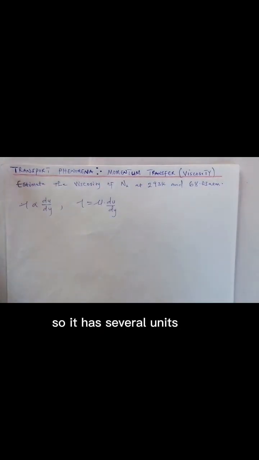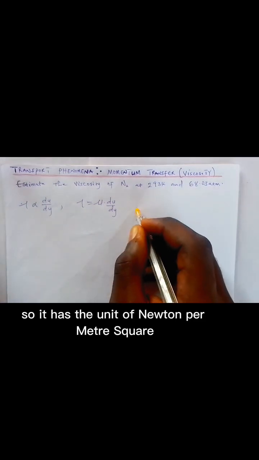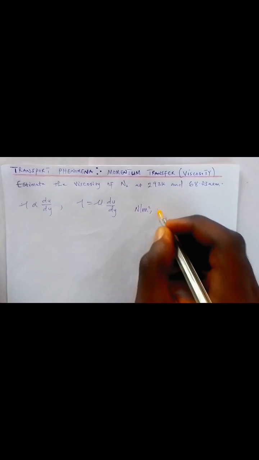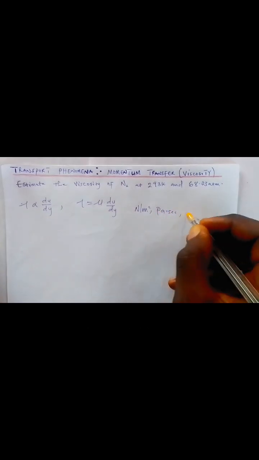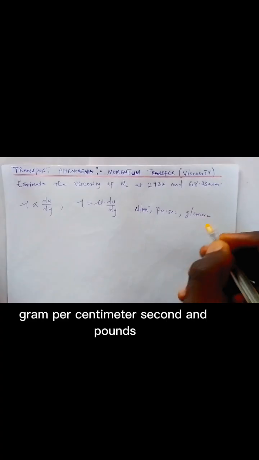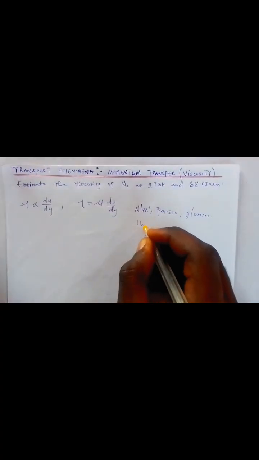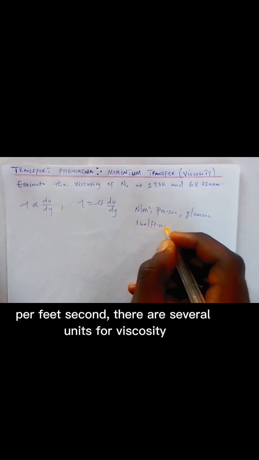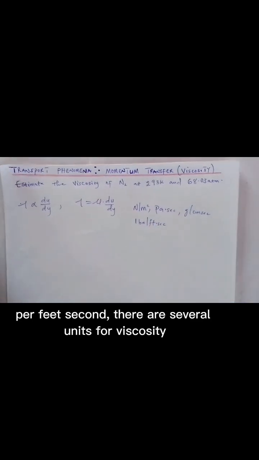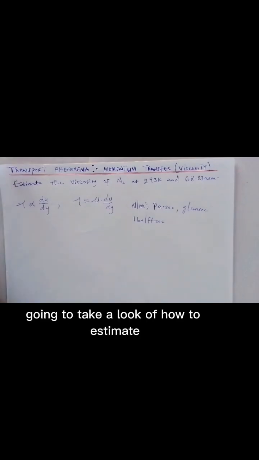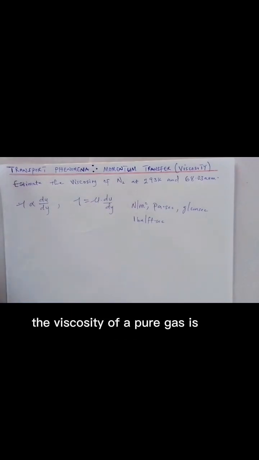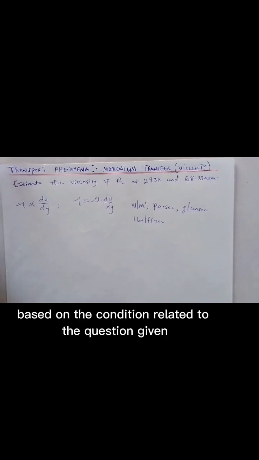So it has several units. It has the unit of Newton per meter square, Pascal second, gram per centimeter second, and pounds per feet second. There are several units for viscosity. So today we are going to take a look at how to estimate the viscosity of pure gases. For us to estimate the viscosity of pure gases, there are about 2 to 3 methods used in estimating it, based on the condition related to the question given.